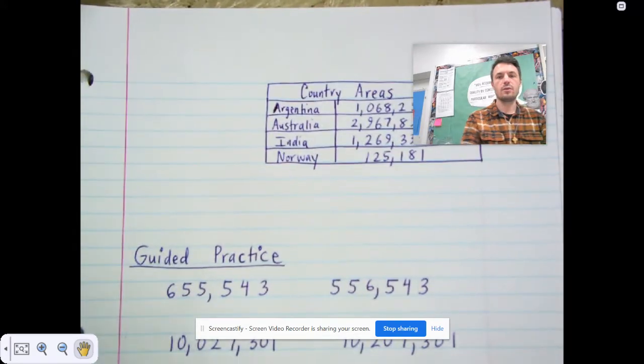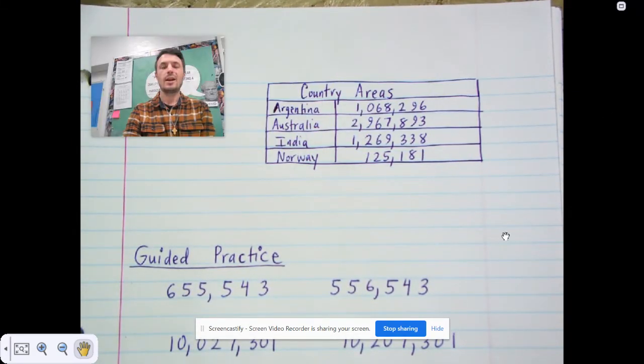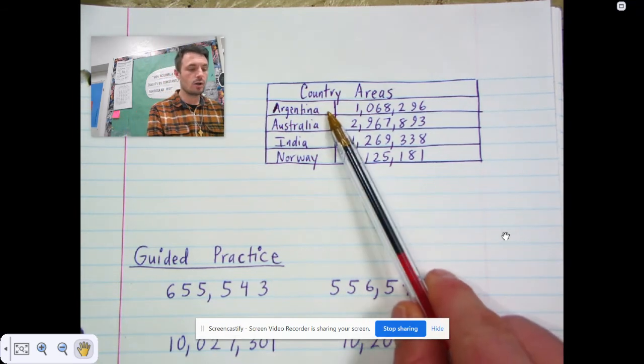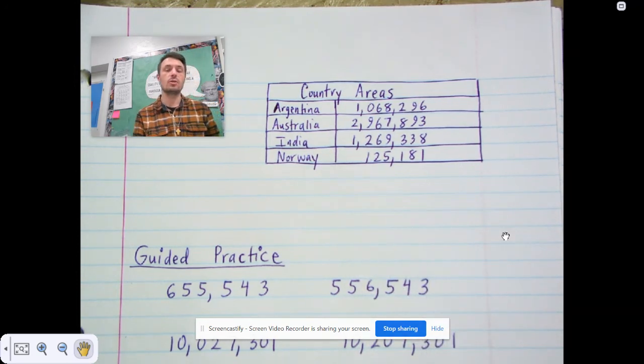Here we have the areas in square miles of 4 different countries. We have Argentina, Australia, India, and Norway. And we're going to write these in order from least to greatest.